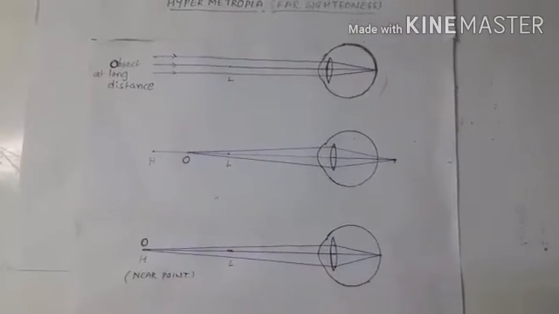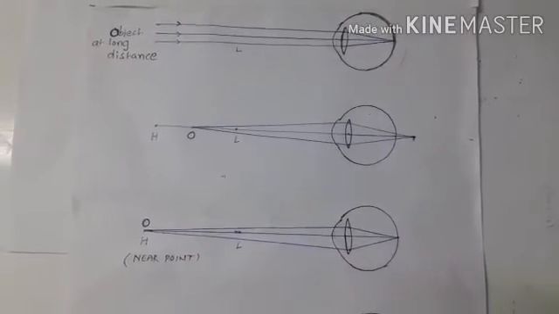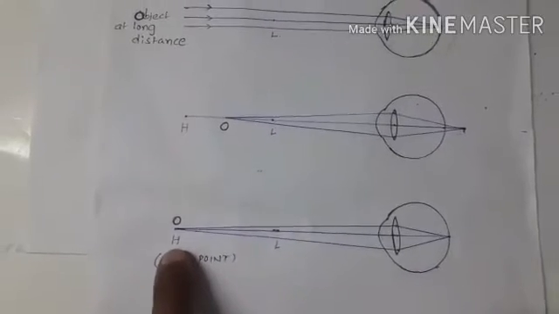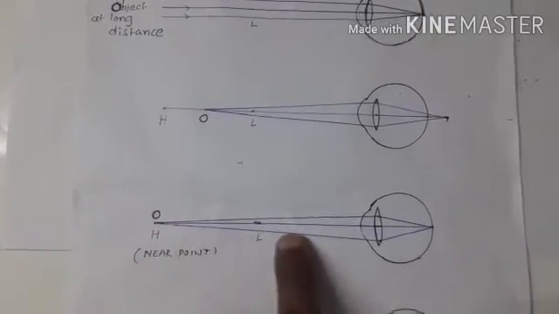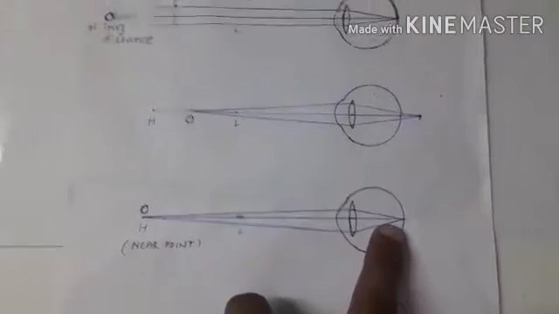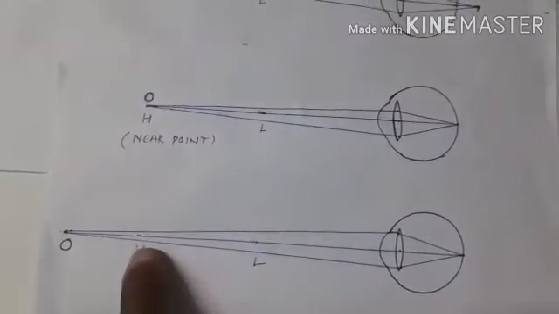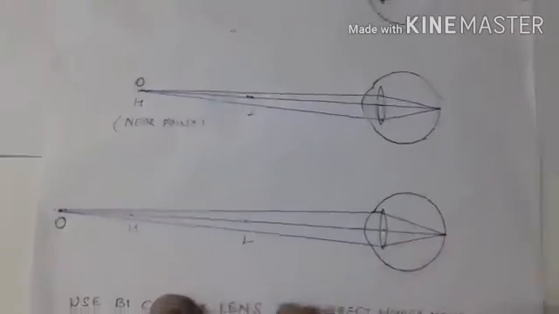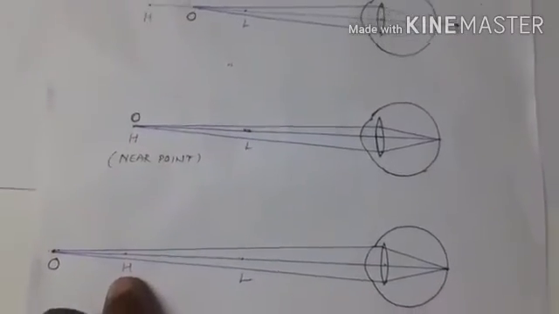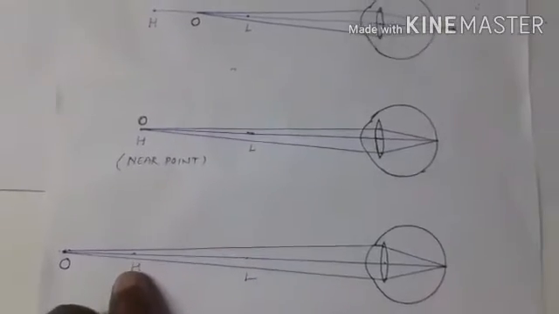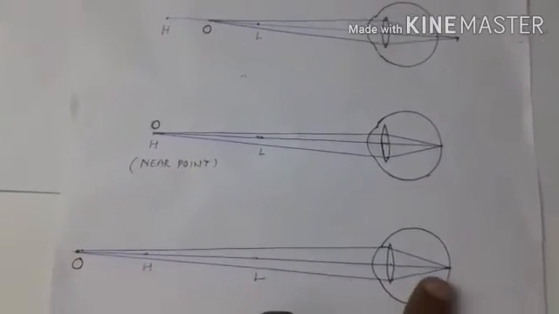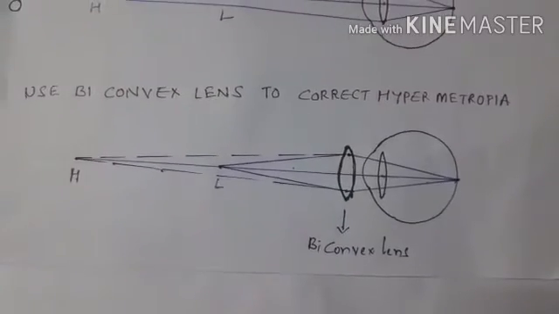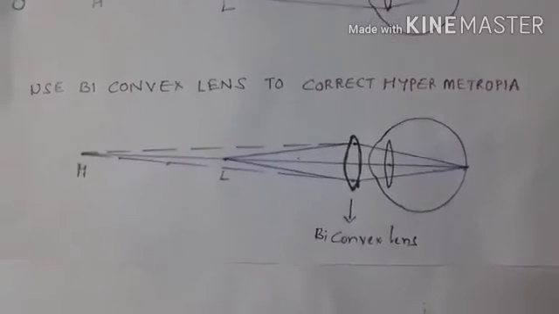To solve this problem, we have to find out the near point H. Now keep the object at H, then you will find a clear image. Now keep the object beyond H, you will find a clear image. That means by keeping an object at H or away from H, you will get a clear image. We can correct hypermetropia by using a biconvex lens.